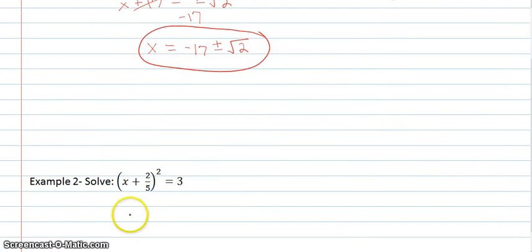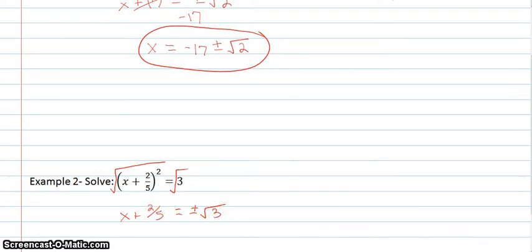On the second problem, we start out the same way. Since it's squared, we're just going to go ahead and take the square root of both sides. So I have x plus 2/5 equals plus or minus the square root of 3.